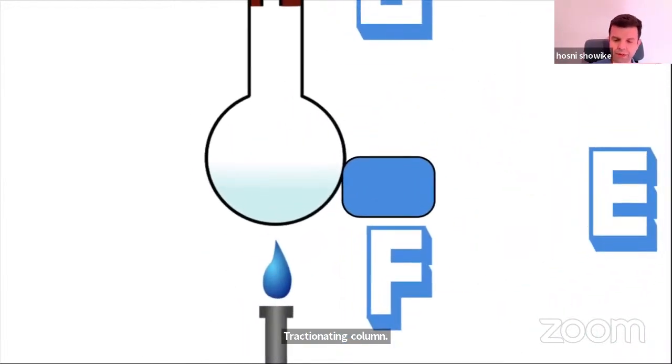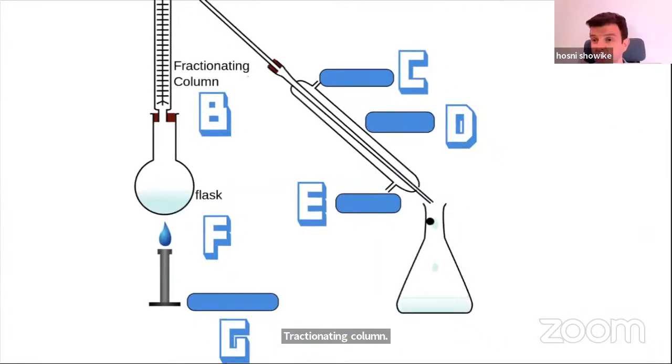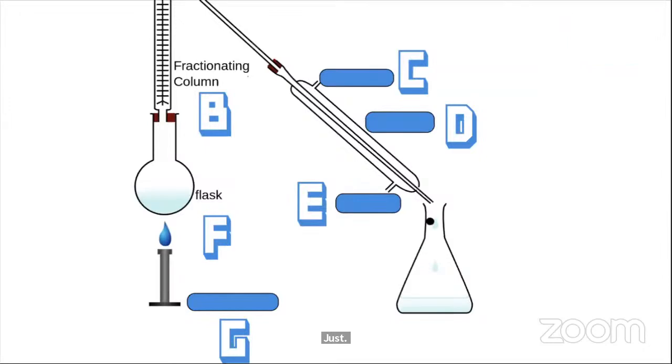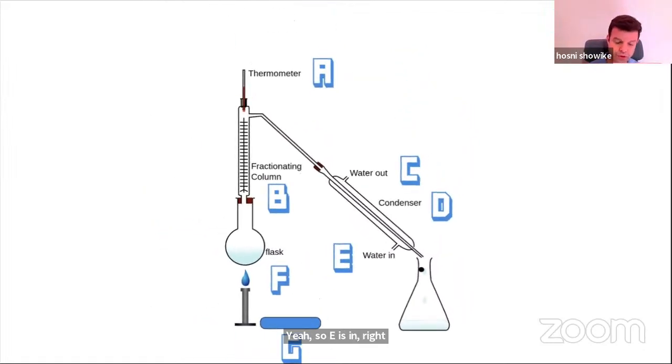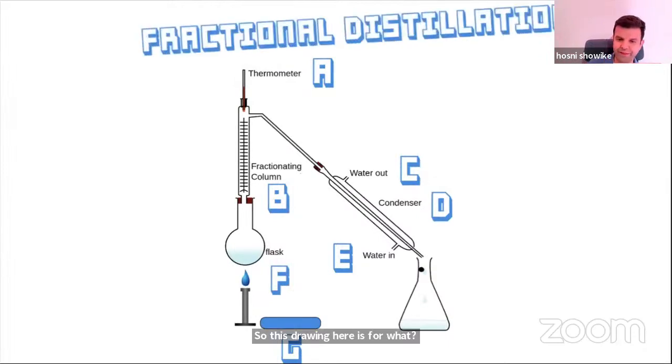I have a flask here. I have, remember, the condenser. Who knows how to fill up the condenser? So I have C and E. Which one is in and which one is out for the condenser? So E is in, right? C is out. Agreed? And D is the condenser, right? So this drawing here is for what? This drawing is fractional distillation, all right? Good.